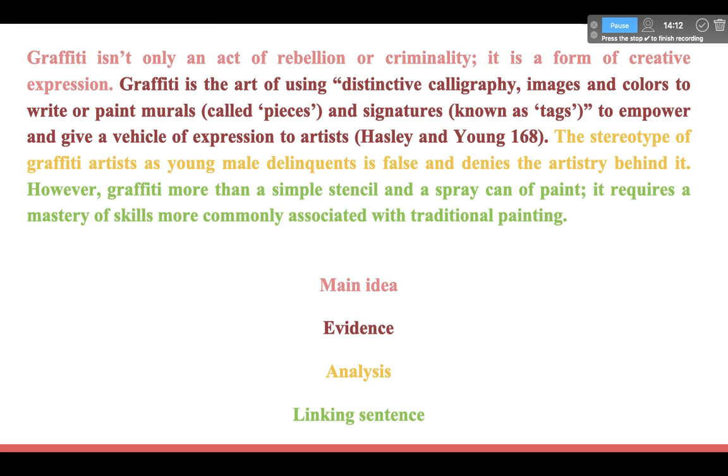But you'll more than likely have one point that you're trying to prove. Like, okay, in this body paragraph, I'm going to prove that graffiti is a form of creative expression. And instead of one piece of evidence and one piece of analysis, you'll probably have a piece of evidence, an analysis of that evidence, and then another piece of evidence and an analysis of that evidence. So you'll probably have a couple of chunks of evidence in your body paragraph before you move on to your next big point, okay?